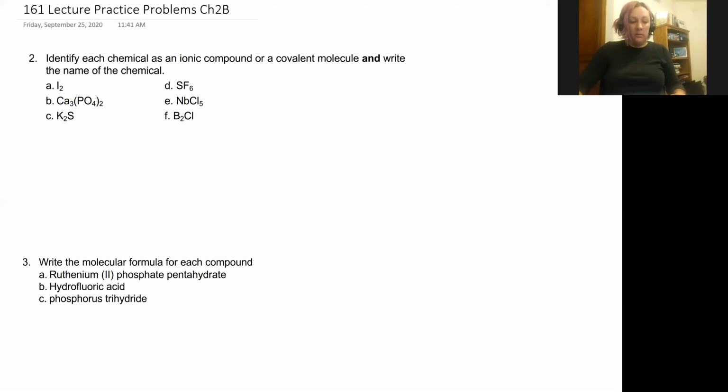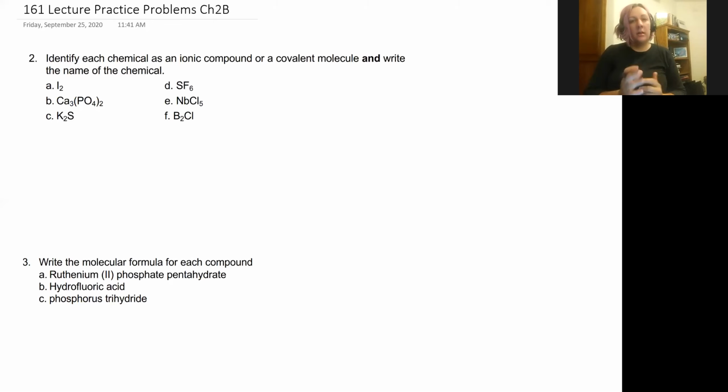All right, so let's start at the top. First, we have I2. So this one is kind of tricky. It's not a metal and a non-metal, so I'm starting to already think it's a covalent molecule. And iodine is a non-metal, and there's 2 of them, so I would say covalent. However, this is an important thing to note. It is 2 iodines covalently bonded together, but it's also just one element, and that's it.